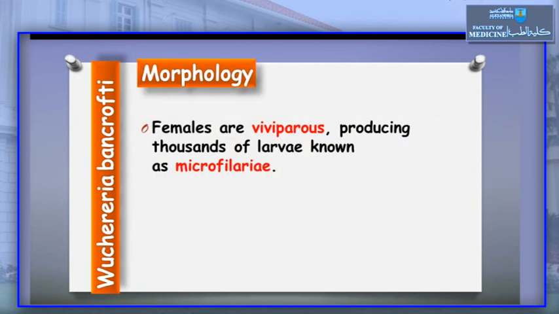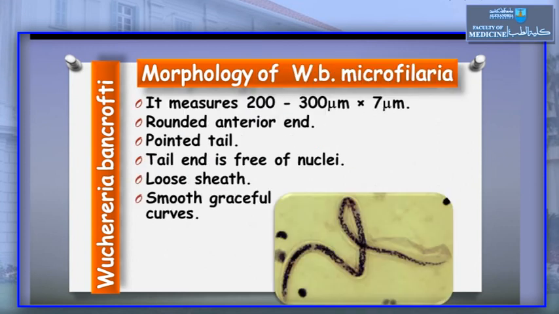Females are viviparous, producing thousands of microfilariae. The microfilaria of Wuchereria bancrofti is characterized by being about 200 to 300 microns in length. They possess a pointed tail. Its tail end is free of nuclei. It possesses a loose sheath and it runs in a smooth, graceful curve.